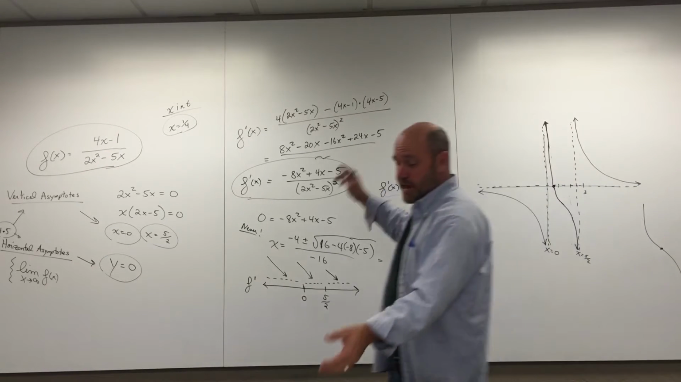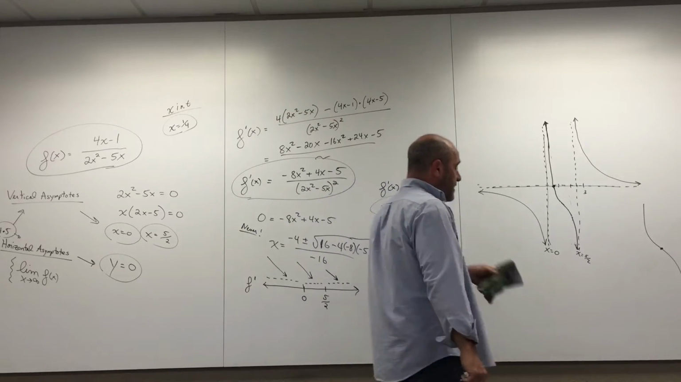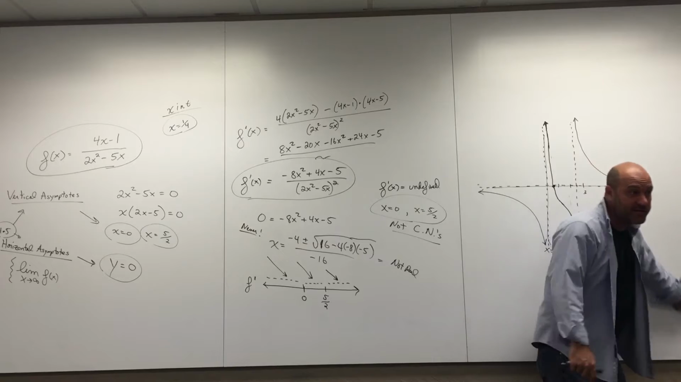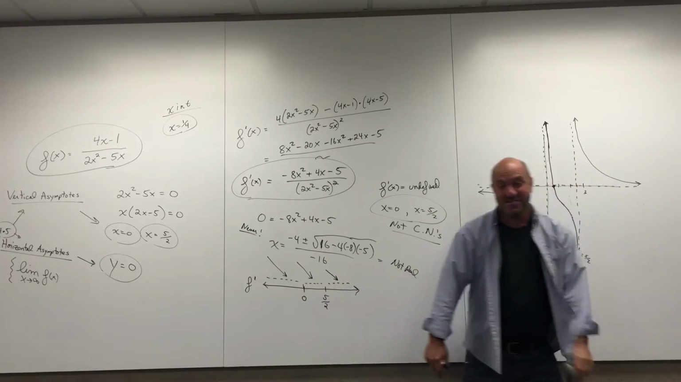I haven't even done a second derivative yet. I still don't want to. I'm doing avoidance behavior. Can you tell when you do avoidance behavior?